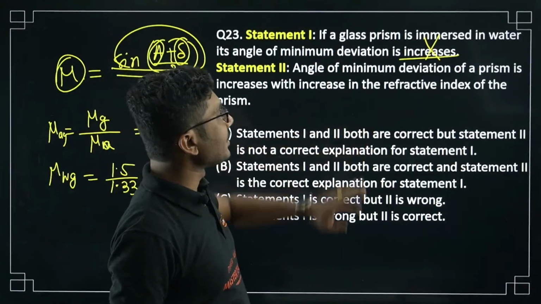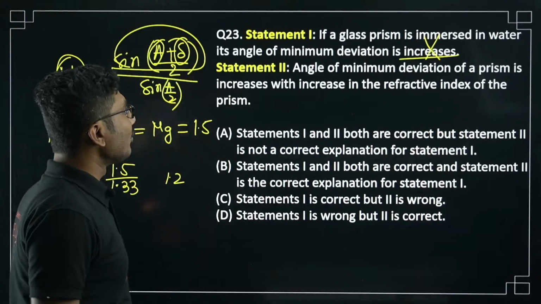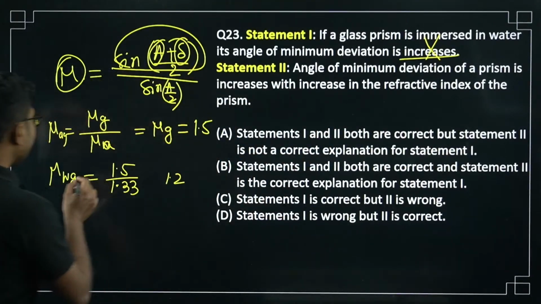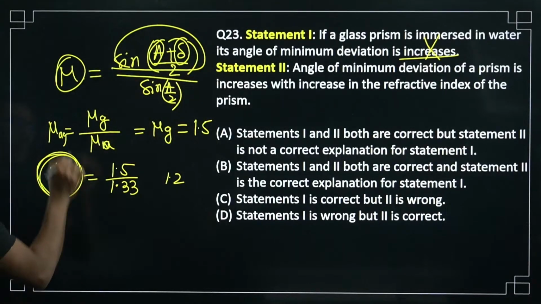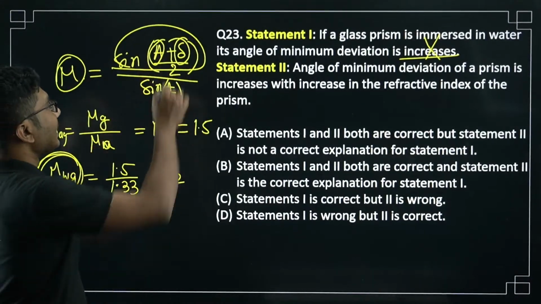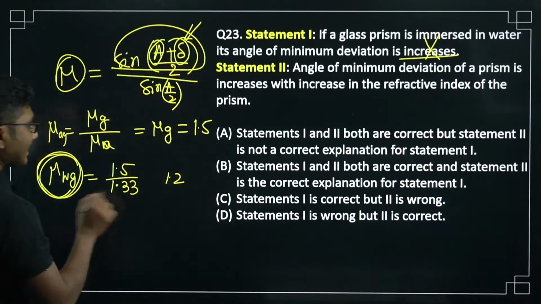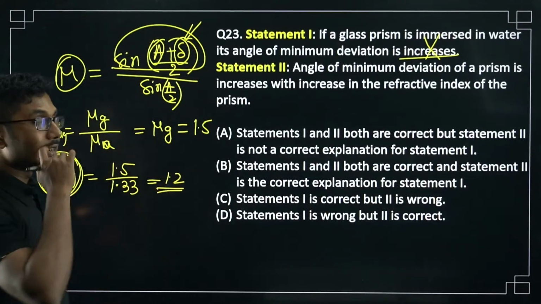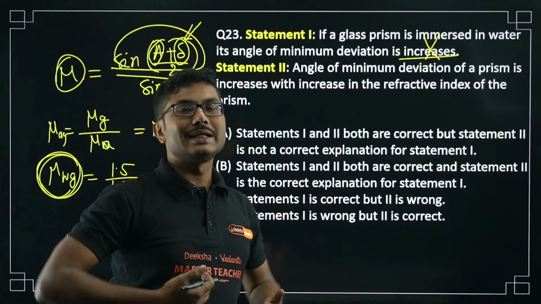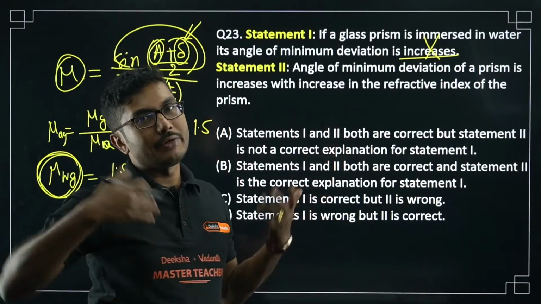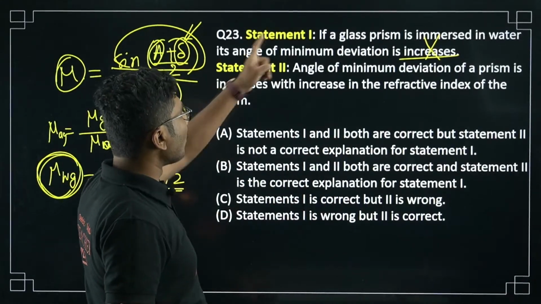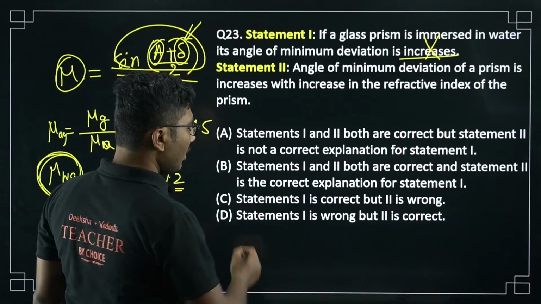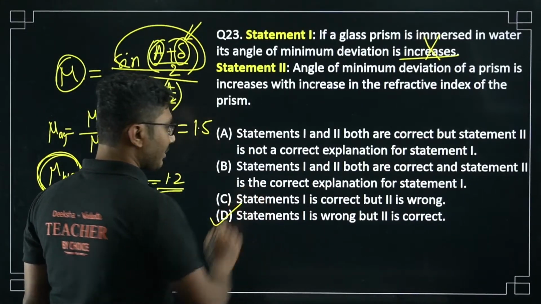Angle of minimum deviation of a prism increases with increase in the refractive index of the prism. Yes, so if you increase mu, definitely the delta will increase. Now in this case, as you can see, mu is getting decreased, so delta is decreasing. If you increase mu, delta will increase. So definitely statement 1 is incorrect, but statement 2 is correct.